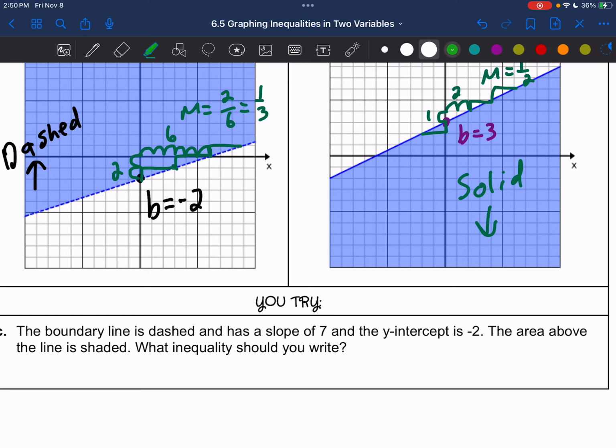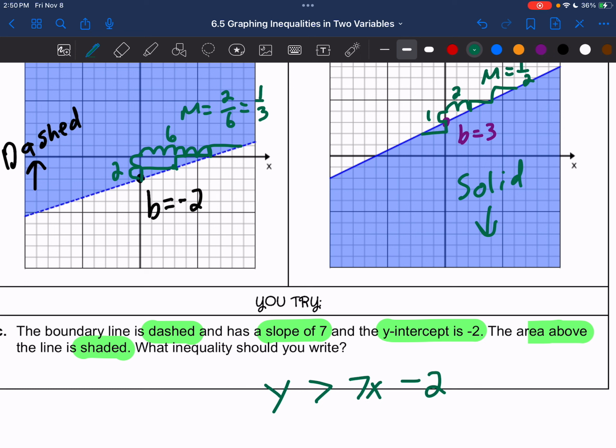Now, boundary line, it has a slope of 7, a y-intercept of -2. Area above is shaded, and it's dashed. Those are all the pieces of information that I just pulled from graphs. So if it is dashed and above, it's going to be greater than. The slope is 7x. The y-intercept is -2. y is greater than 7x minus 2.